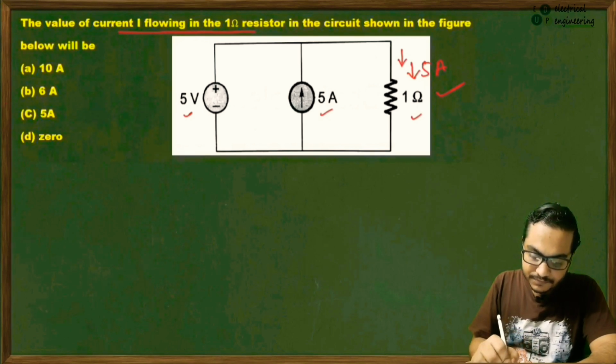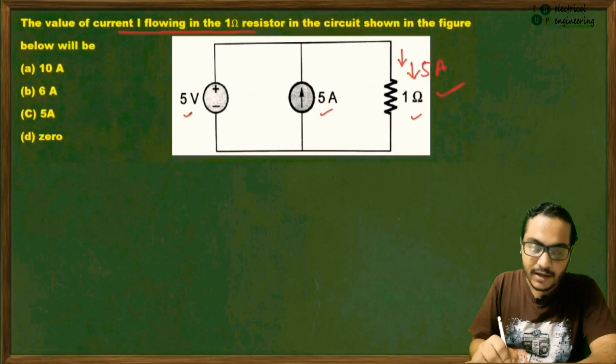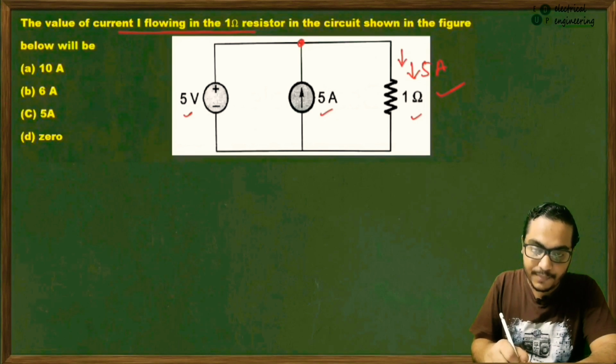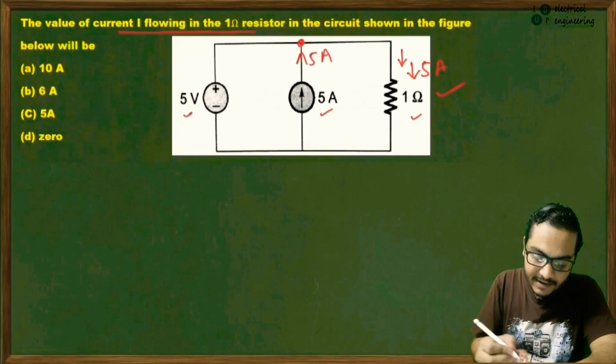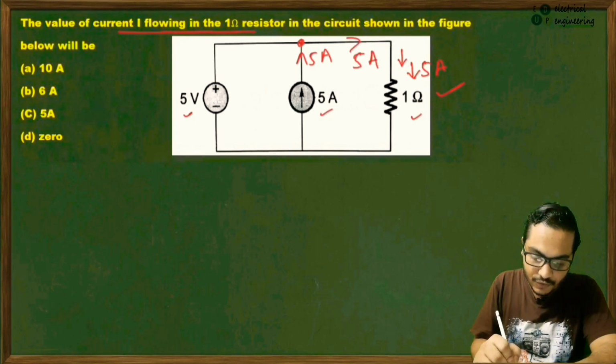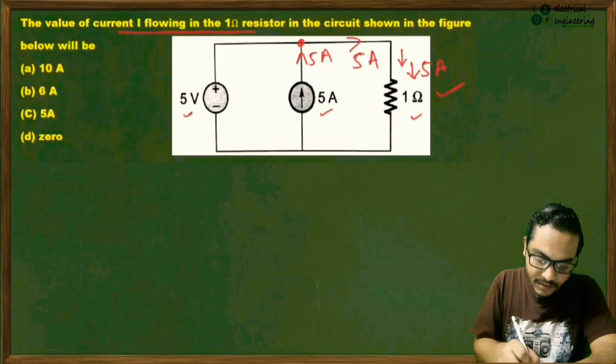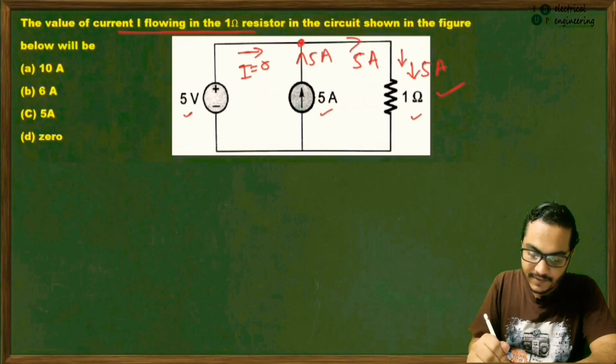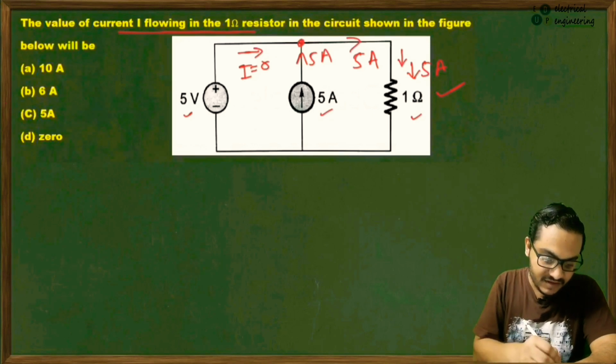But this 5 ampere of current is supplied by this current source. So if you apply KCL at this node, the current supplied by this 5 ampere source is 5 ampere, and the load is drawing 5 ampere current as per Ohm's law. So the amount of current supplied by this 5 volt source is 0. So 5 ampere of current is flowing through this 1 ohm resistance. Okay, so option C is the right answer.